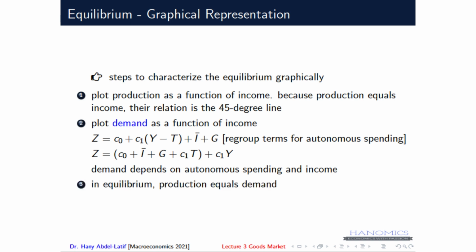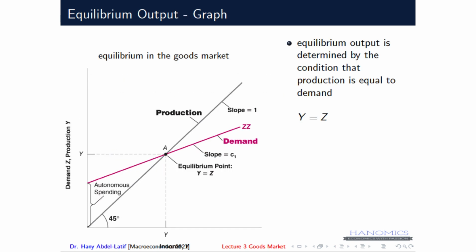In equilibrium, production equals demand, and this is how it looks. So we have the 45-degree line, which denotes all the points where production equals income, and we understand this is our equilibrium in the goods market. And now, adding to this graph the red line, which represents the total demand function, we'll see again the two components that I highlighted in the previous slide.